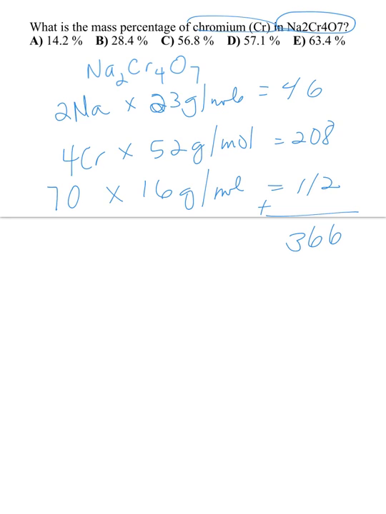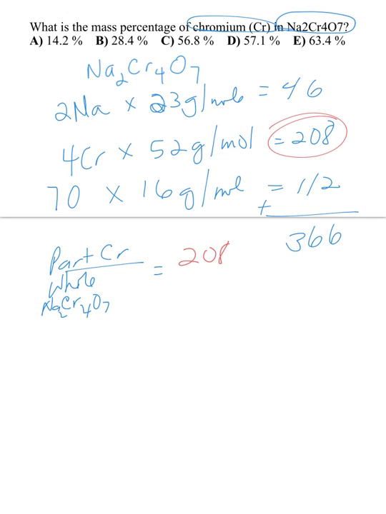So this asks for chromium, so you want the part of chromium over the whole. So basically you're doing 208 divided by 366 times 100%. And that works out to be 56.8%, which is C.